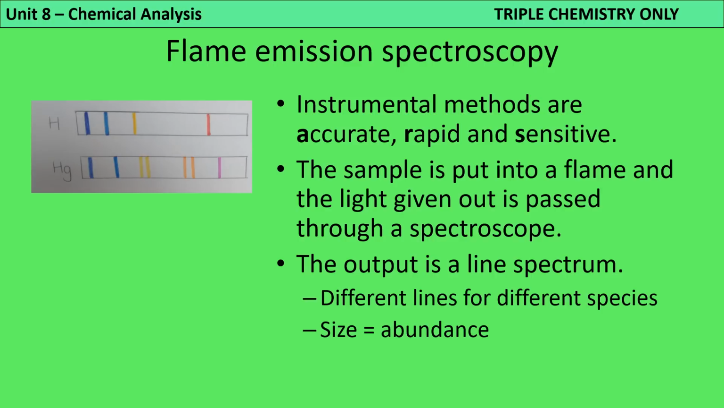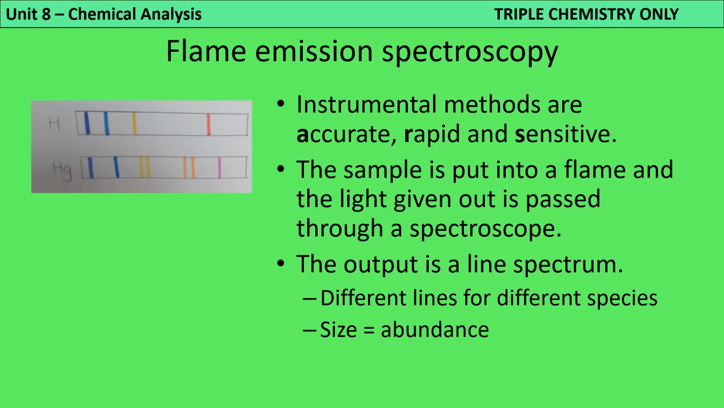And also there's another problem, because if you have two different cations present, then usually the brighter colour will obscure the paler one. So for instance, if you have lithium and potassium in the same sample, you're not going to see the pale lilac flame when there's the bright crimson one. So instead, it's often better to use an instrumental method, because usually these are more accurate, rapid and sensitive.